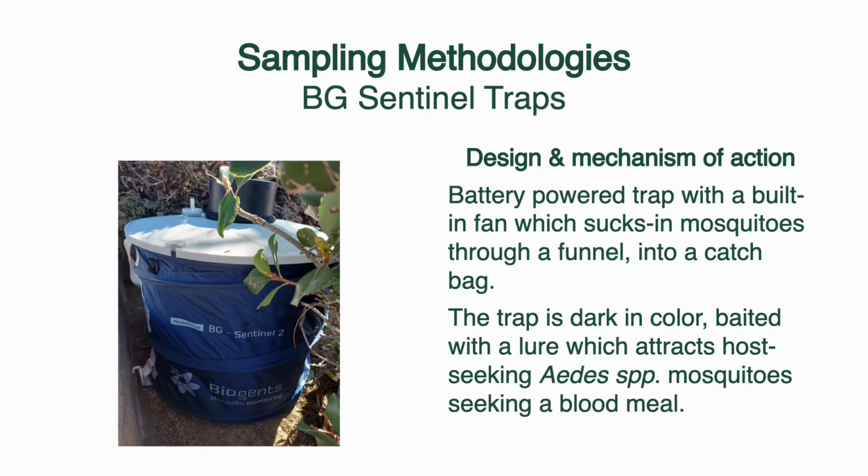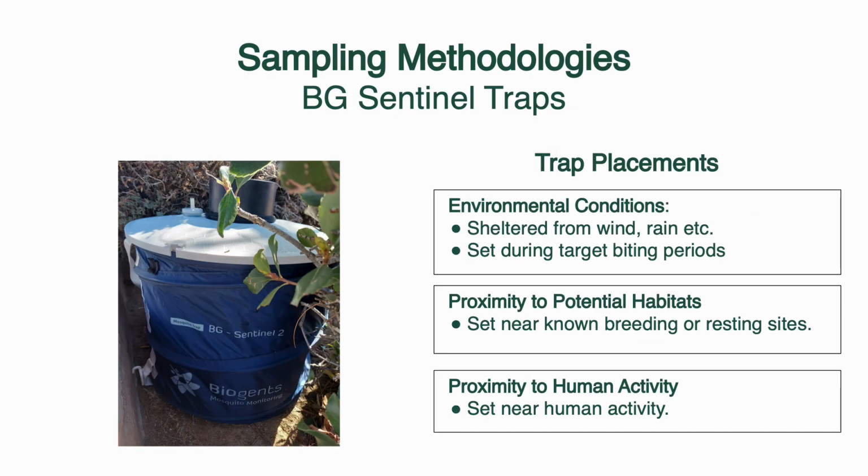The BG Sentinel trap attracts Aedes mosquitoes using visual and scent cues. Its dark exterior enhances visual appeal, while a battery-powered fan creates downward airflow that draws host-seeking mosquitoes into a funnel and into a labeled collection bag. Collected specimens are retained for species identification, vector competence analyses, or pathogen screening. Effective deployment requires aligning trap placement with mosquito behavior and environmental conditions.